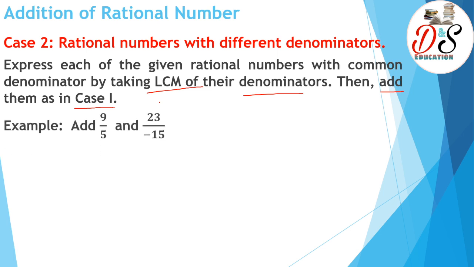Okay, now we have a rational number 9 upon 5 and we have another rational number 23 upon minus 15. So I told you earlier, first you have to convert a negative denominator into a positive denominator. Now you can see here we have a negative denominator, that is 23 upon minus 15. So in the first step we have converted this negative denominator into a positive denominator.